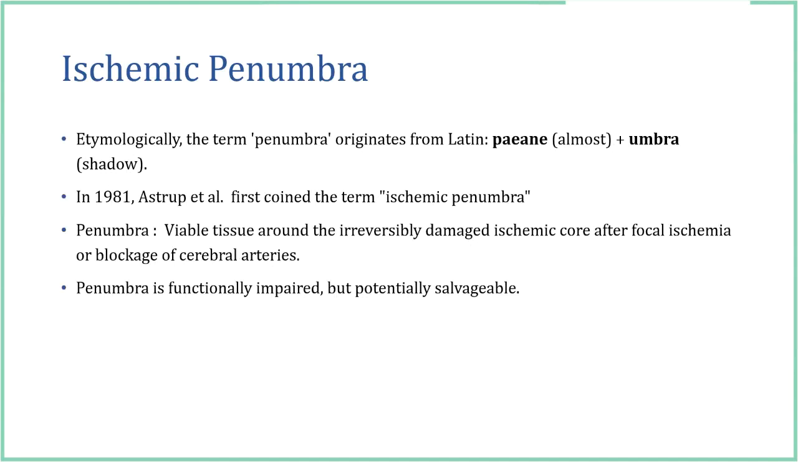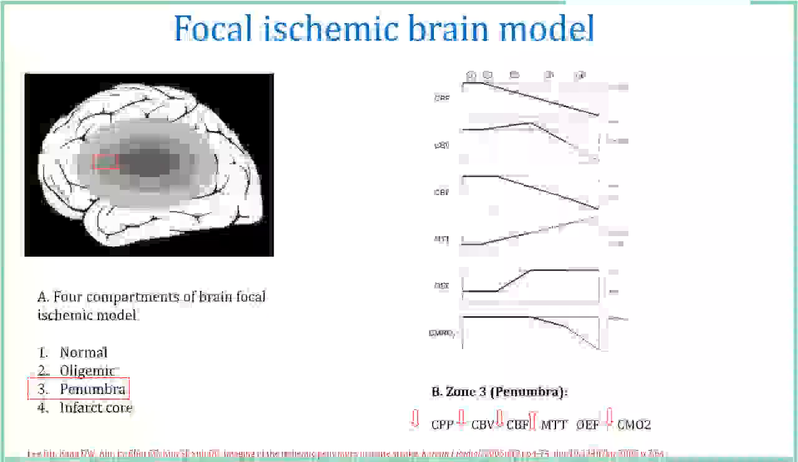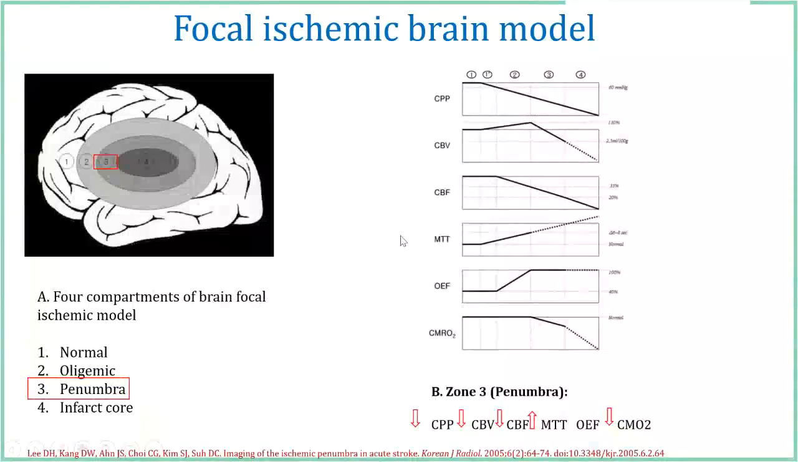Let's understand the penumbra based upon the focal ischemic brain model. What happens if our cerebral blood flow gets occluded? As we can see in figure A, after focal cerebral artery occlusion, different layers of the ischemic region are hypothesized to form. Region 1 is a normal, well-perfused brain area. Region 2 is an oligemic area. Region 3 is the penumbra, and region 4 is the irreversibly damaged ischemic core.